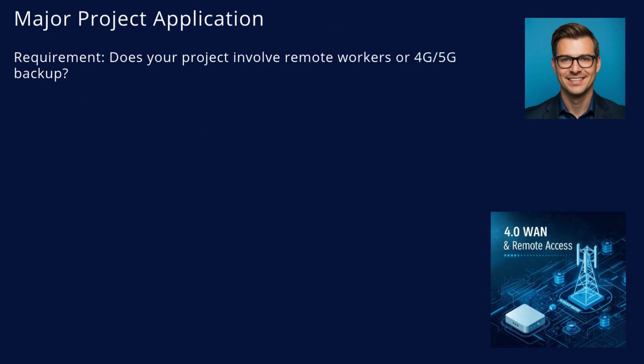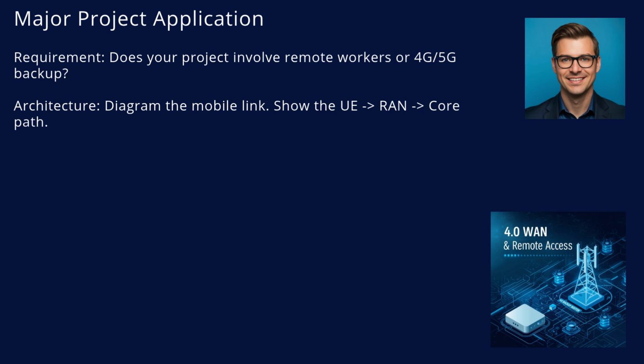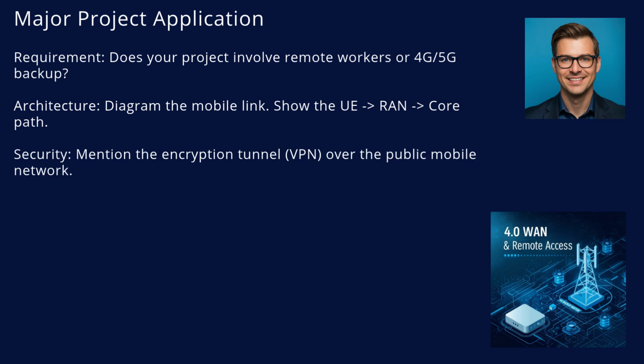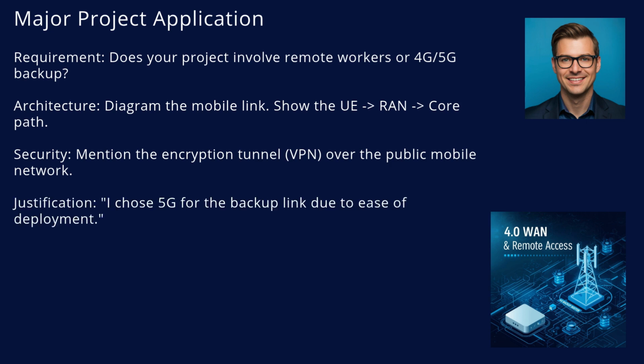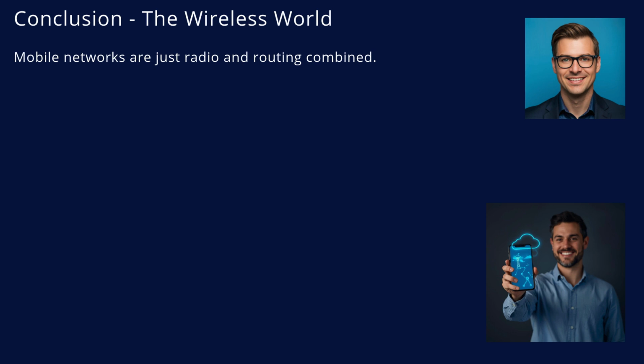If you are doing your major project, consider if you are using mobile tech. Are you setting up a 4G backup router? Are you supporting remote workers? If so, include a diagram that shows the path from the user equipment through the RAN to the core. Discuss security. Explain that while the mobile air interface is encrypted, you still implemented a VPN to secure the traffic over the public internet. Justify your choice. I selected a 5G router for the site backup because it offered sufficient bandwidth without the lead time of installing a second physical fiber line. This shows strategic thinking.